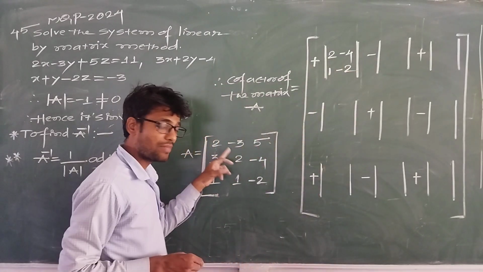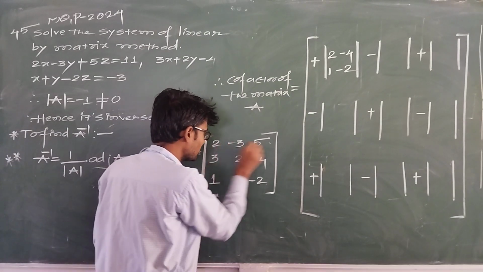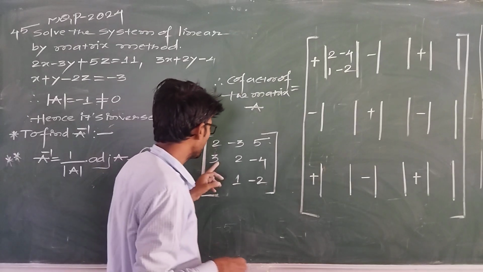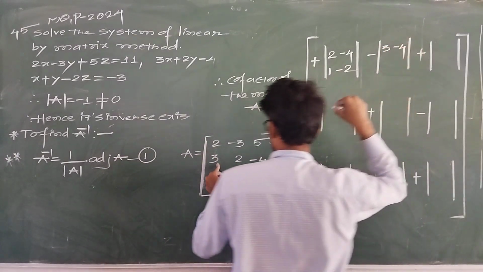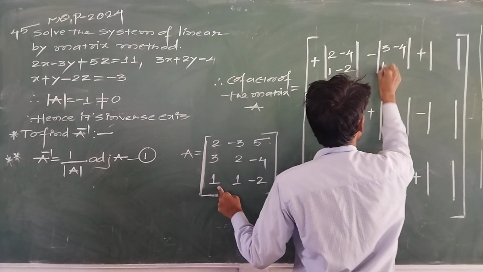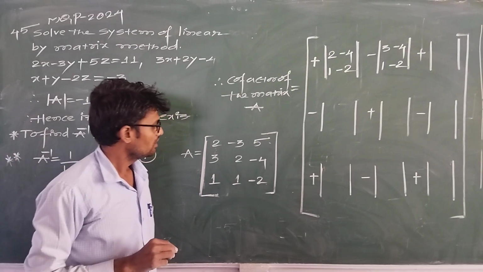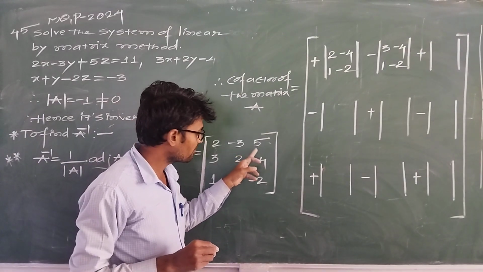So you are finding the cofactor of minus 3. Delete this row and this column, and take the remaining elements inside the determinant. So you will get 3, minus 4, and 1, minus 2. Next, you will find the cofactor of 5.